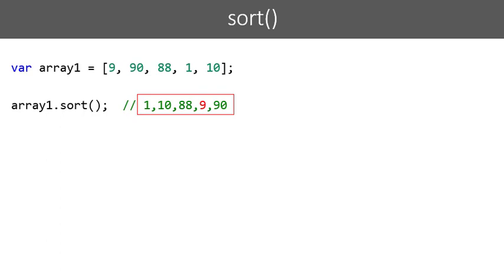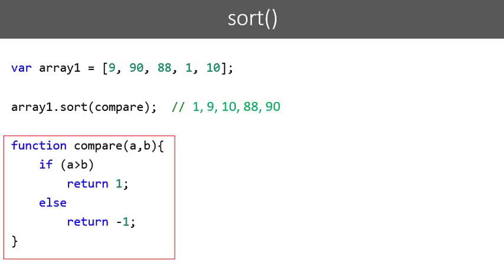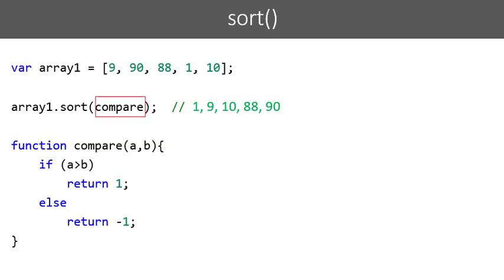To correct this, I can write a comparer function and pass it to the sort method. So here I have written a comparer function. It accepts two parameters for the values to be compared and returns 1 or -1. And it is passed as an argument to the sort method. Now when the sort method is executed, it sorts the array in correct ascending order. The sort method performs in-place sorting, so a new copy of the array is not created.